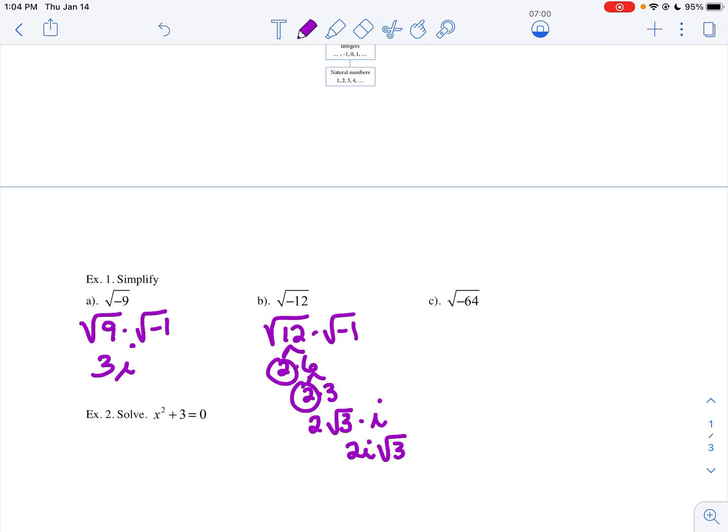All right, let's try letter C. We're going to make this the square root of 64 times the square root of negative 1. Okay, what's the square root of 64? It's 8. And what is the square root of negative 1? It's i.